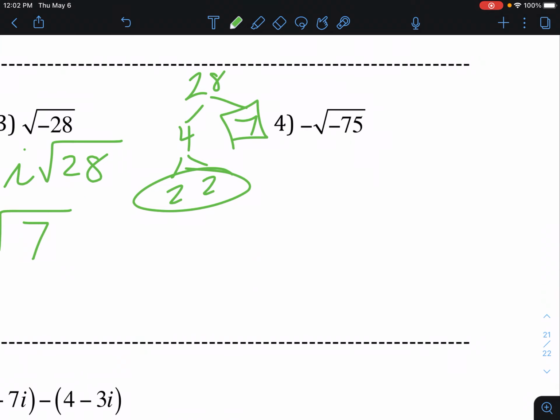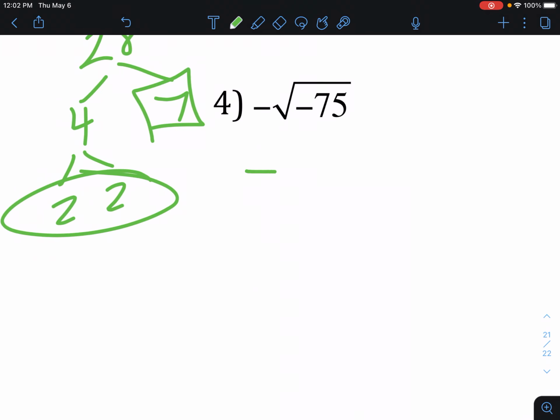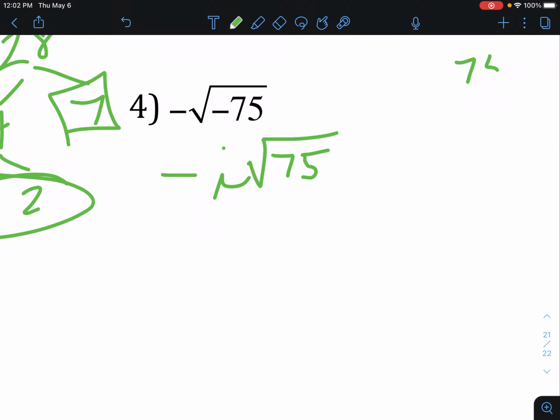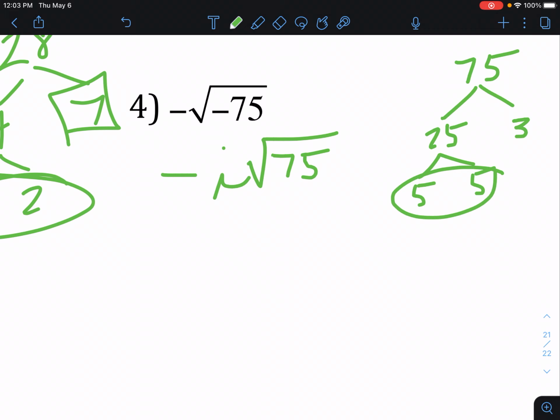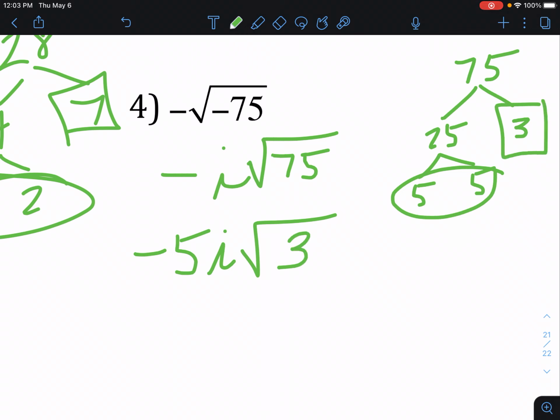All right, number 4 is a little tricky. We have a negative outside of the radical. Just carry that down. The negative inside of the radical, we pull out an i. Now I'm going to try to break down 75 to see if I can simplify this radical. 75 can be 25 times 3. 25 can be 5 and 5. So I have a 2 of a kind that comes out. So it'll be negative 5i. And then this 3 that did not get paired up gets thrown back in the radical. Negative 5i times the square root of 3 is the answer.